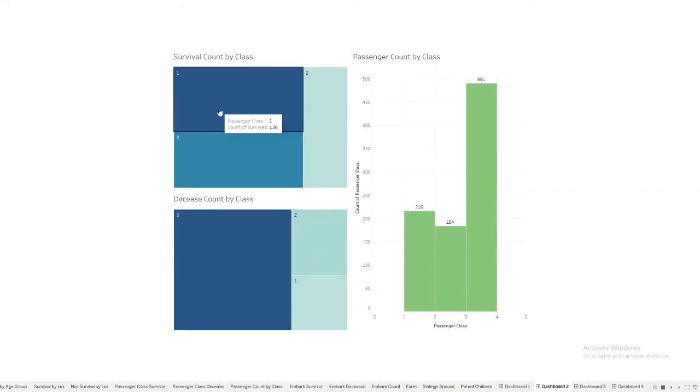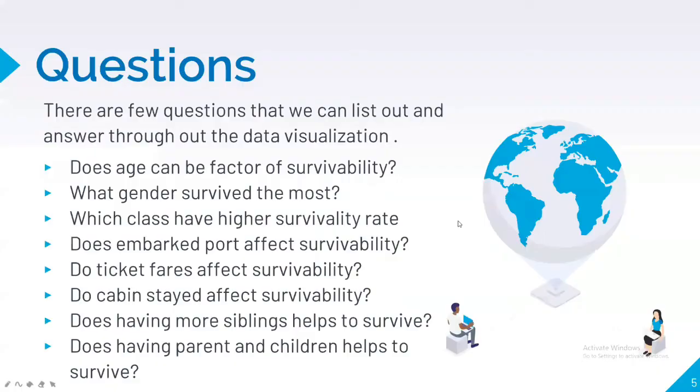This shows that passenger class 1 has a higher survivability rate, and passenger class 1 also has the least death count. Next is passenger count by class. We can see that passenger class 3 has the highest count, and passenger class 2 has the least number of count.